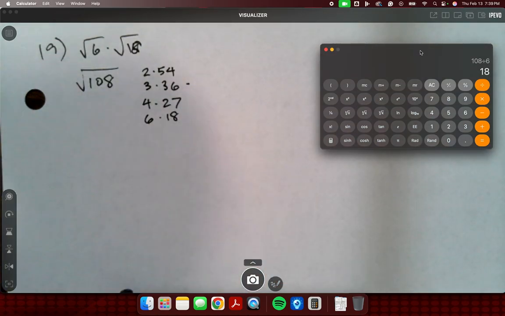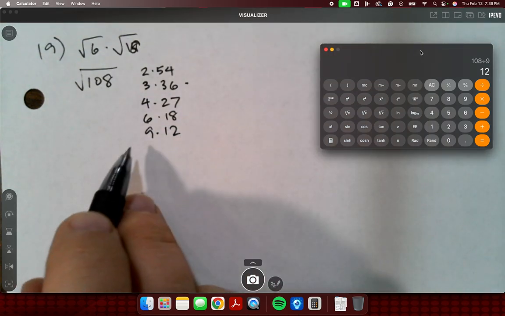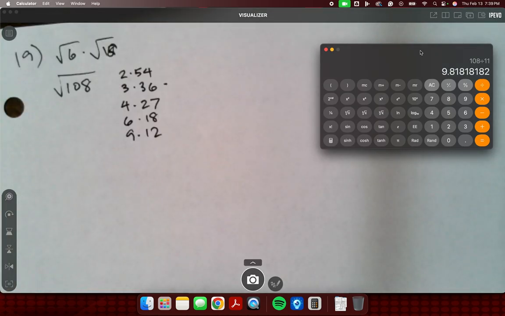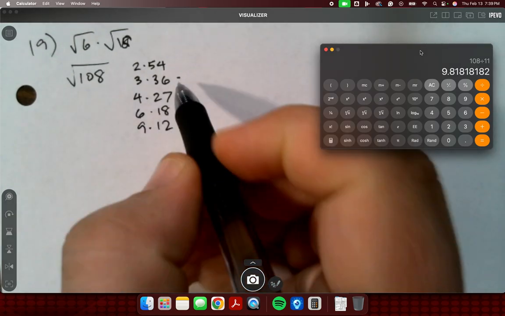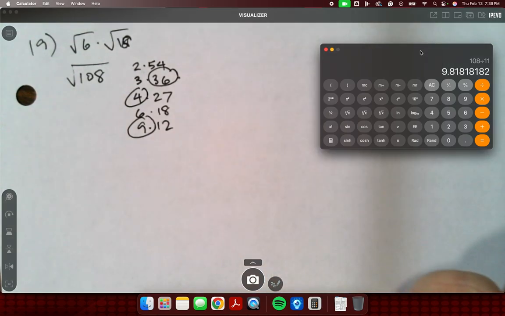Don't think 7 or 8 works, but we'll try it out. 108 divided by 7. Okay, that's not a whole number, so that's no good. 108 divided by 8. Nope. 108 divided by 9. Ah, there we go, 12. So 9 and 12. There's another perfect square. I know 10 won't work. 108 divided by 11 doesn't work. And no need to check 12. We already know 12 works. So we do have 2 perfect squares in this. Oh, actually 3 perfect squares in this list.